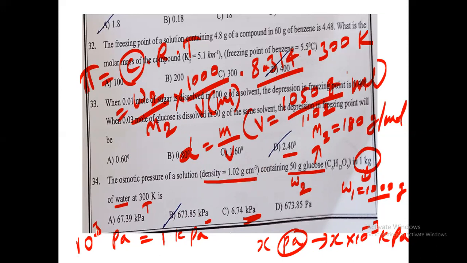10 power 3 means kilo. 10 power 3 Pascal equals 1 kilopascal. Then x Pascal, whatever we get as the answer, is x into 1 by 10 power 3, that is x into 10 power minus 3 kilopascal. Like this, we get the answer: 673.85 kilopascal. 673.85 is the answer. Take the screenshot now.